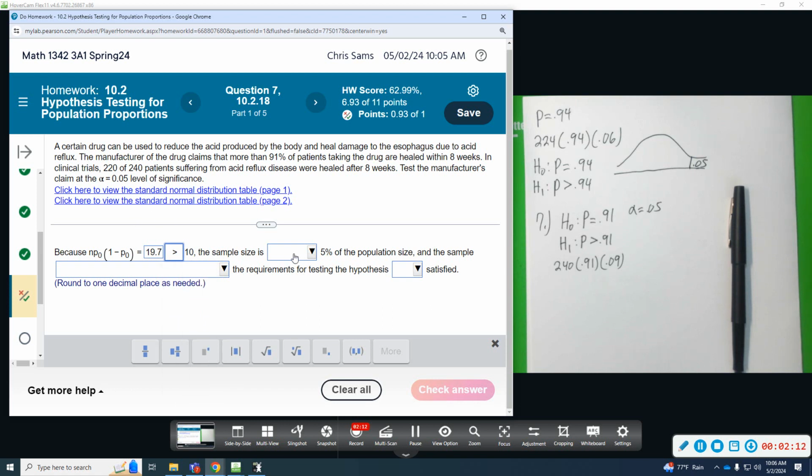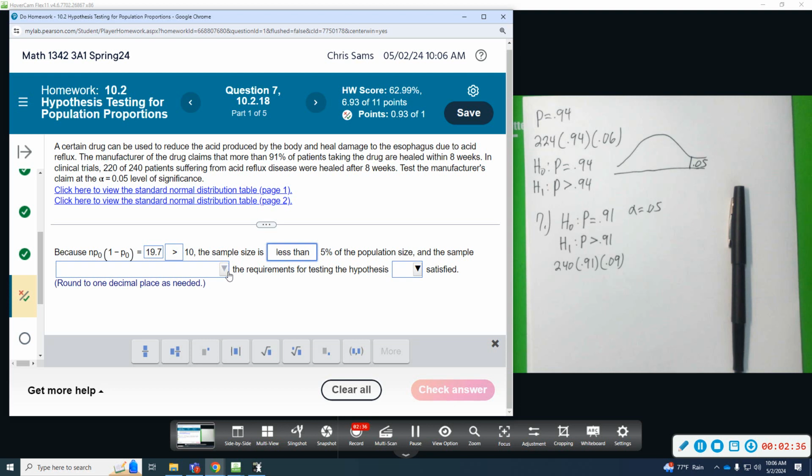The sample size is blank % of the population, greater than, less than, so we don't know what the population is. Certain drug produced in the body, manufacturer claims, and clinical trials. So it doesn't say anything. So we're going to guess the U.S. population. 240 is significantly less than 5%.